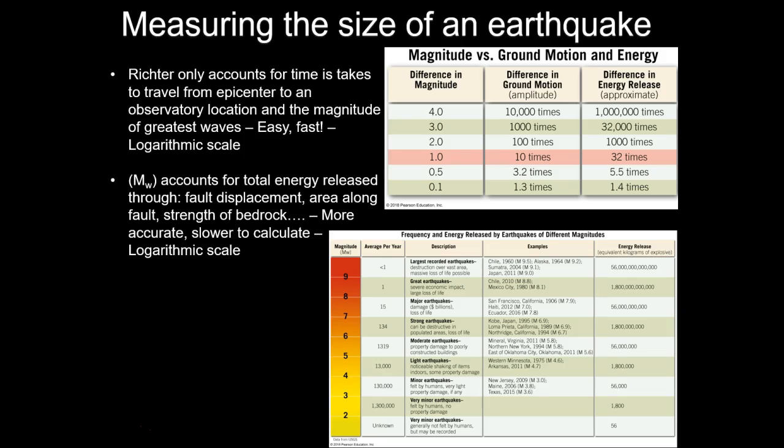In both the Richter and the moment magnitude scales, each unit increase equates to roughly 32 times more energy released. This can be seen in the graph on the top part of the slide right here. The difference in magnitude number is going to experience a very different change in energy that is being released and a difference in ground motion. So again, this is the logarithmic scale idea in terms of ground motion, and this is the energy release increase.